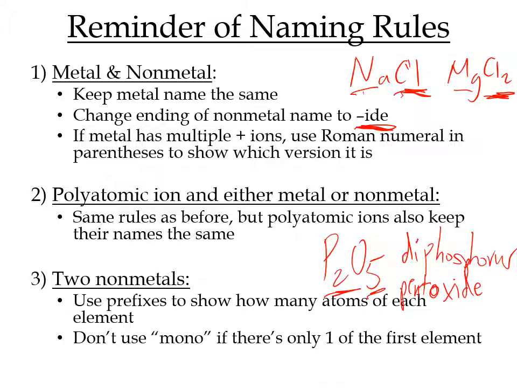If you write pentaoxide, it's fine, but you usually just see it with the two vowels combined into one. And the other thing to remember about the two nonmetals is that if the first element only has one of it, you don't write mono. So normally you'd write mono, so like this one would be carbon monoxide, but you don't write monocarbon monoxide. Just like CO2 is carbon dioxide for two oxygens, not monocarbon dioxide. So prefixes for your nonmetals if it's only nonmetals and only two different nonmetals, and don't use mono for the first element.